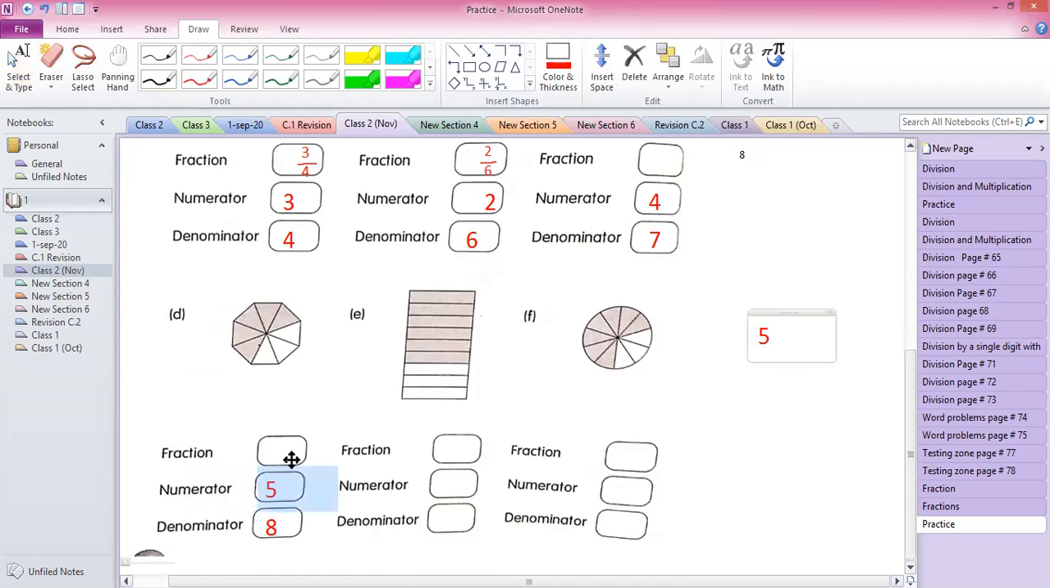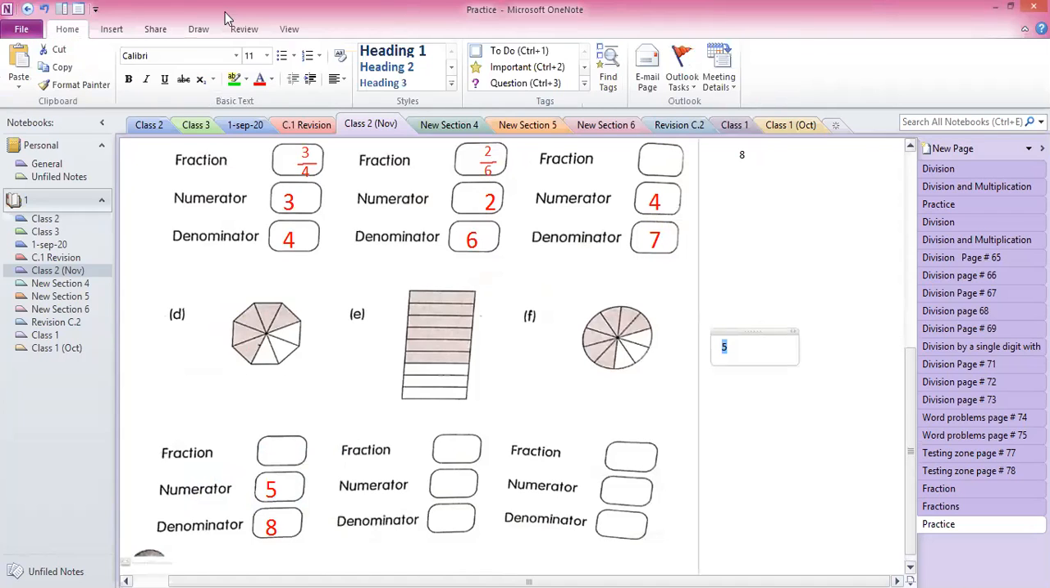Now we need to write its fraction. How will we write the fraction? We'll write the numerator up and the denominator down. So this is the numerator, and then I will write the denominator, that is 8.